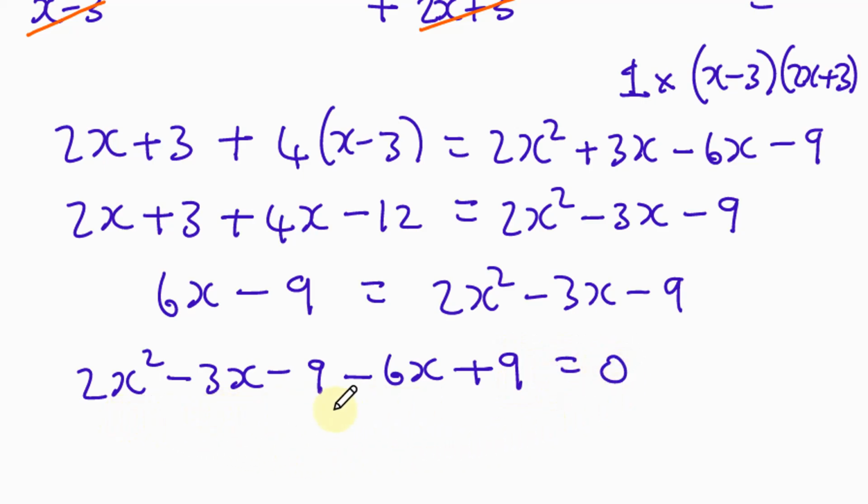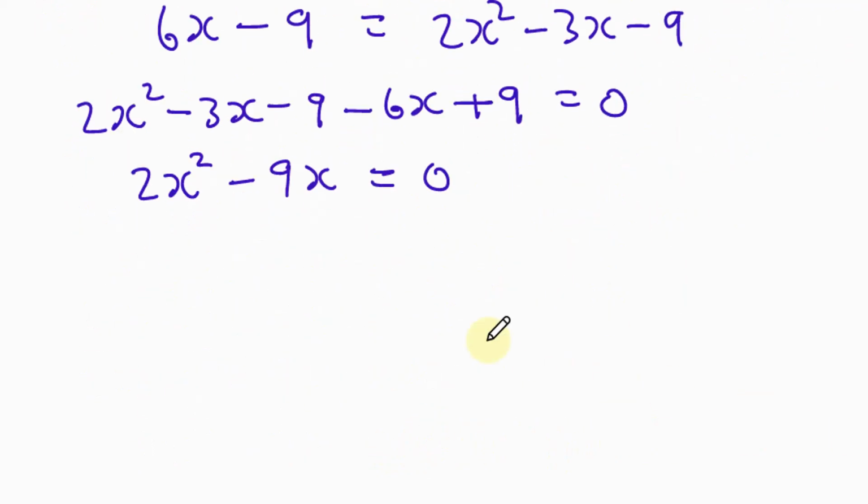Then we can add more like terms. Negative 3x minus 6x is negative 9x. And of course the 9's will cancel. Negative 9 plus 9 is 0. We need to solve this, and we're going to do it by factorization, taking out a common factor. The common factor here is x. So x into 2x squared is 2x times, and x into 9x is 9.